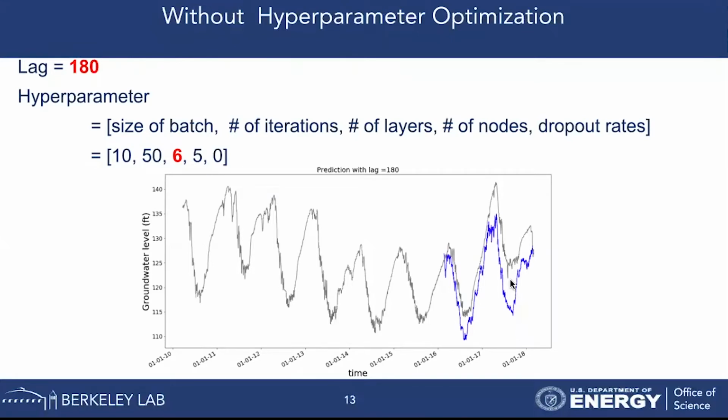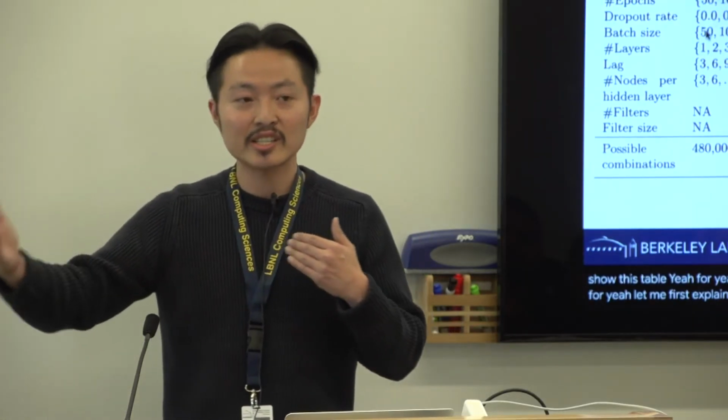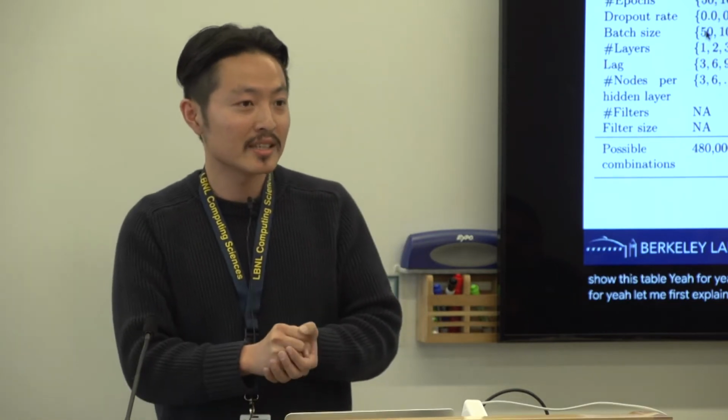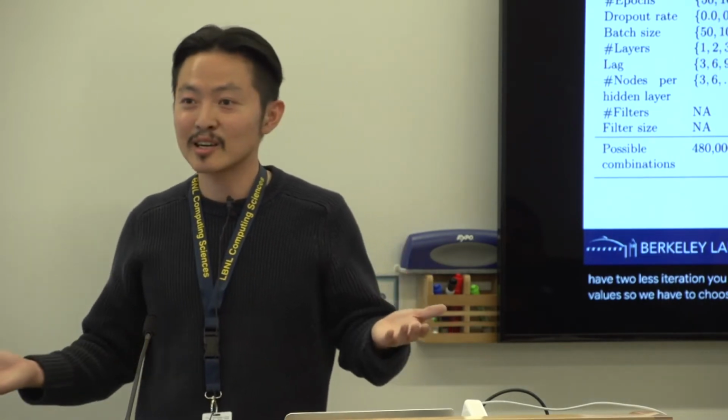Then, how many tests do you have to run to get the best result? Let me show this table. I'm not going to go through the details, but I'm going to show why we need hyperparameter optimization. Let me first explain what epochs are. Epochs means the iterations to get optimal weights for the neural network. It is known that if we have too few iterations, you get poorly fitted values. But if you have too many iterations, you are going to get over-fitted values. So we have to choose a reasonable number of epochs.